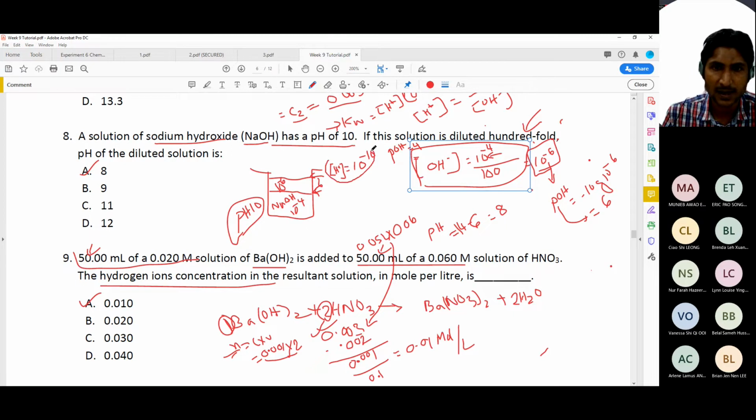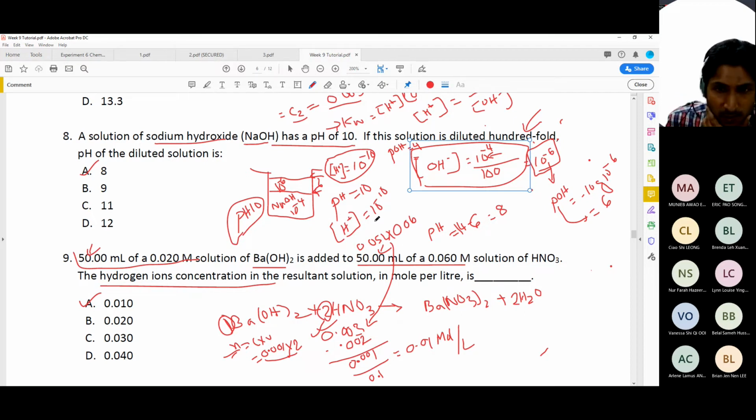But you see that the pH is 10. That means the hydrogen ion concentration will be 10 power negative 10. So from here, you want to divide by 100? Is that the way you are trying? No, you cannot do that, because there is no hydrogen ion here.